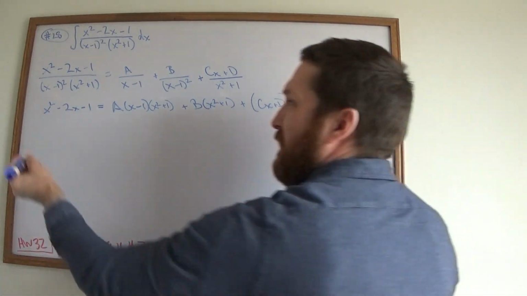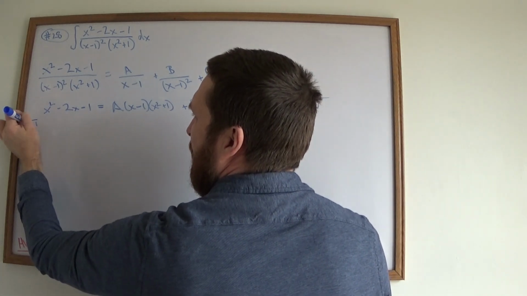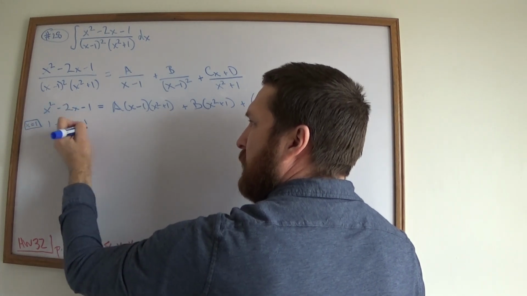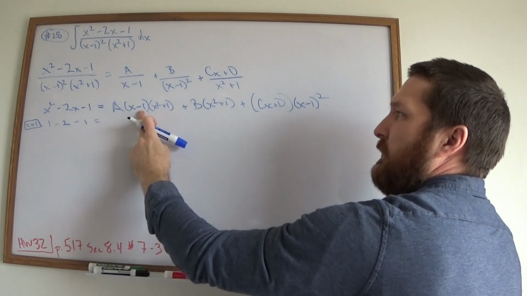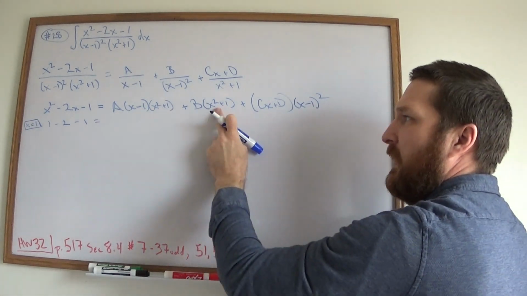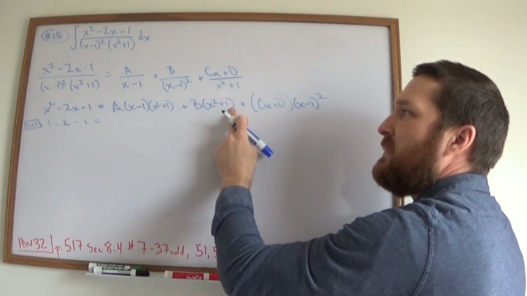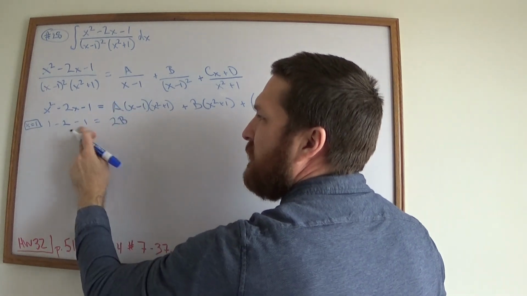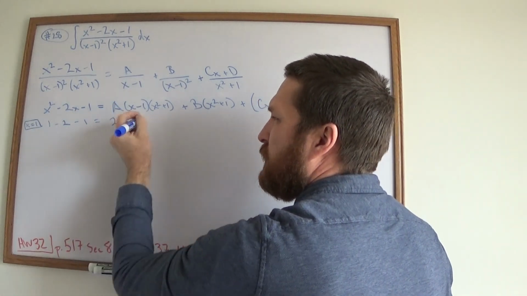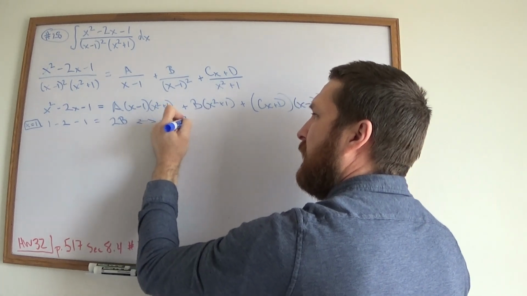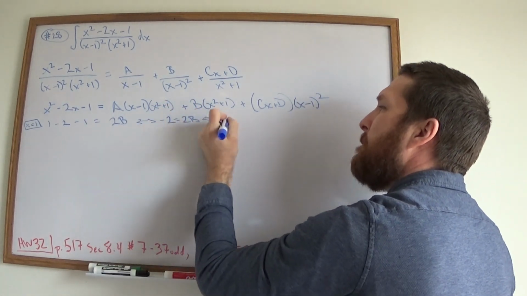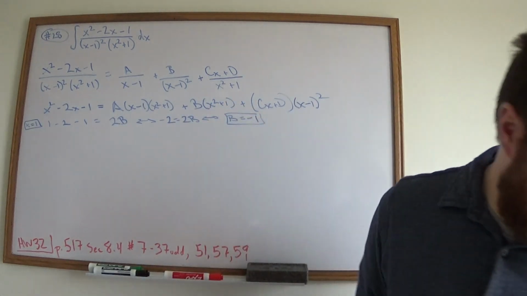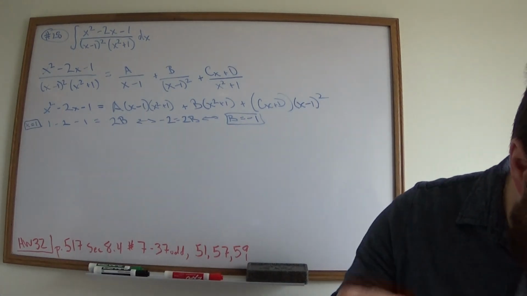What x do you want to use first? X equals 1. If x equals 1, then I plug it into here, and I get 1 minus 2 minus 1, which is 0. So all I have left is 2b, because 1 squared is 1 plus 1 is 2. So that means -2 equals 2b, so b equals -1. Let's make sure. Yes. Okay.